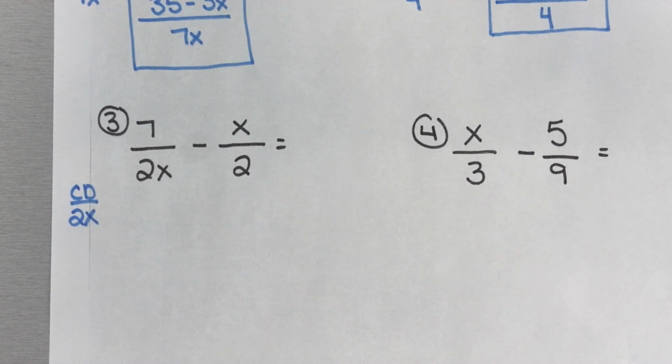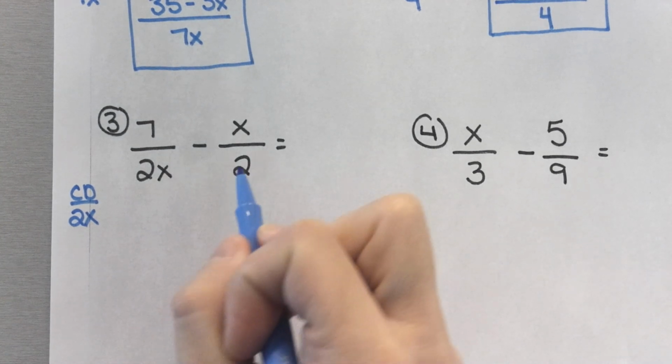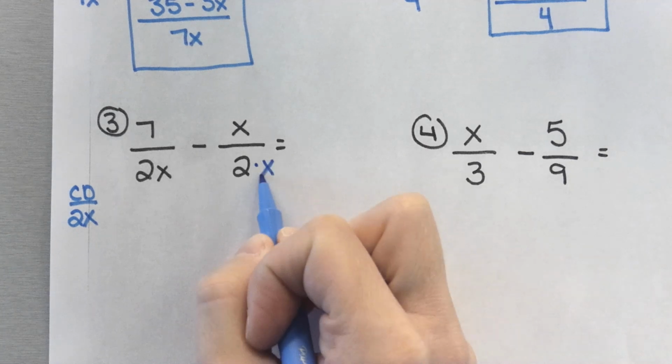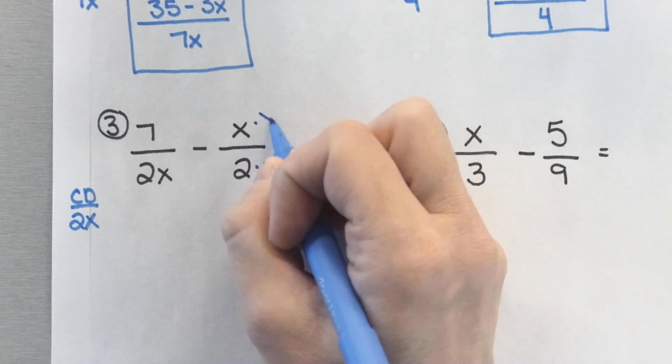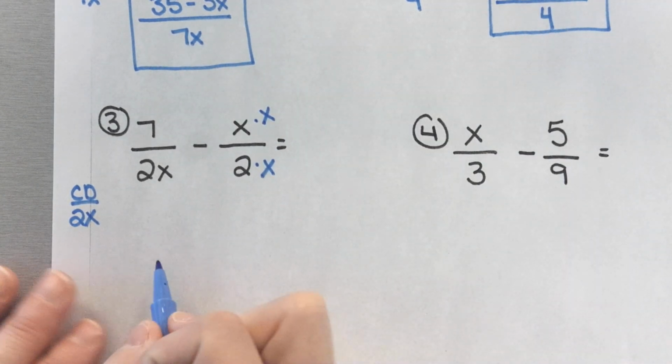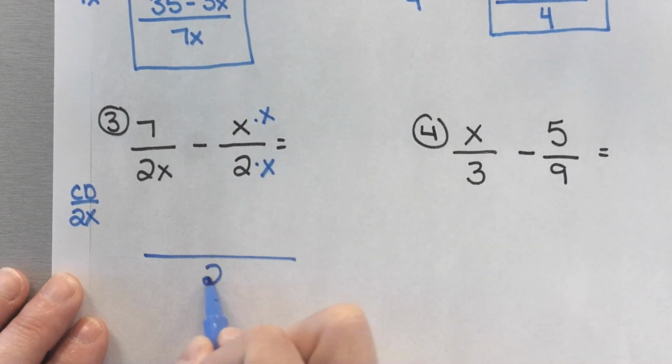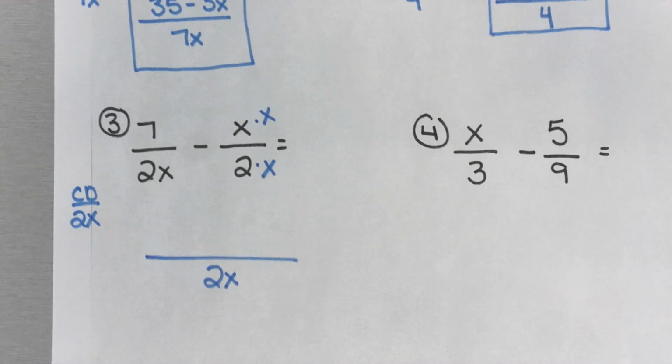Agree? So we're always making things bigger. We can never backtrack and make things smaller or disappear, but we can make things bigger. Okay, so I'm going to give this one an x. If I give the denominator an x, what else do I have to do? Yeah, they both have to get an x. All right, so now my common denominator is 2x.